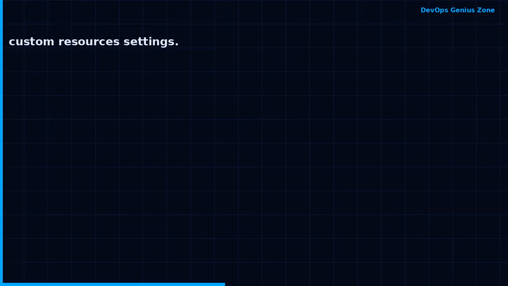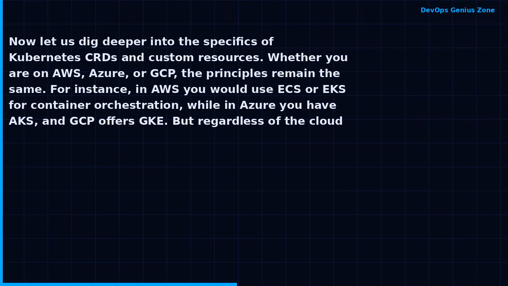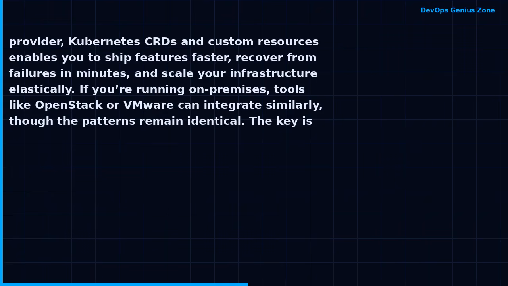Now let us dig deeper into the specifics of Kubernetes CRDs and custom resources. Whether you are on AWS, Azure, or GCP, the principles remain the same. For instance, in AWS you would use ECS or EKS for container orchestration, while in Azure you have AKS, and GCP offers GKE. But regardless of the cloud provider, Kubernetes CRDs and custom resources enables you to ship features faster, recover from failures in minutes, and scale your infrastructure elastically.